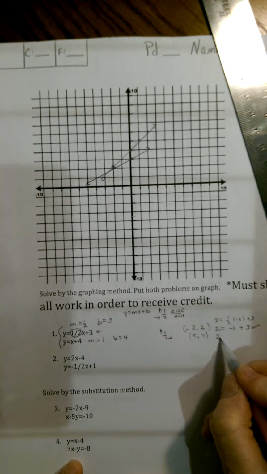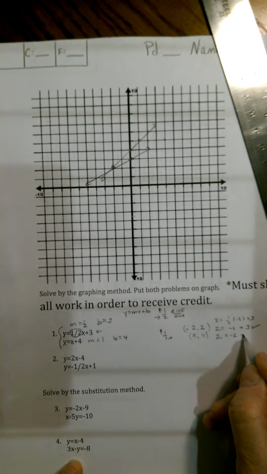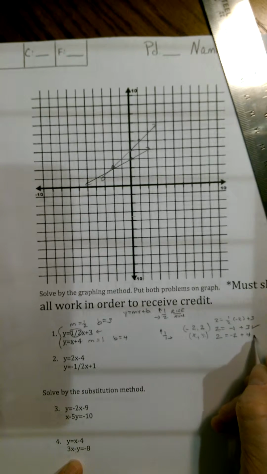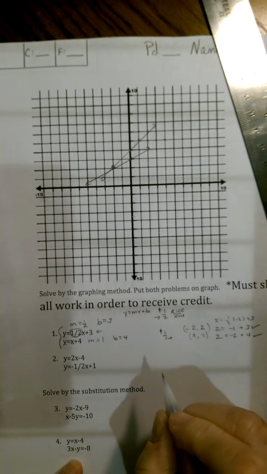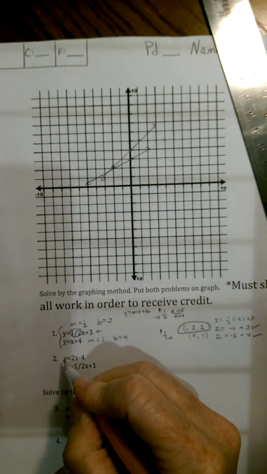So I'll check the other one. Again, I'll put +2 in for y. For x, I put in -2 because I'm checking this. Does 2 equal -2 plus 4? Yes, it does. So I'm good. I'm done with number 1. I can circle my answer. Now I'm going to go to number 2.